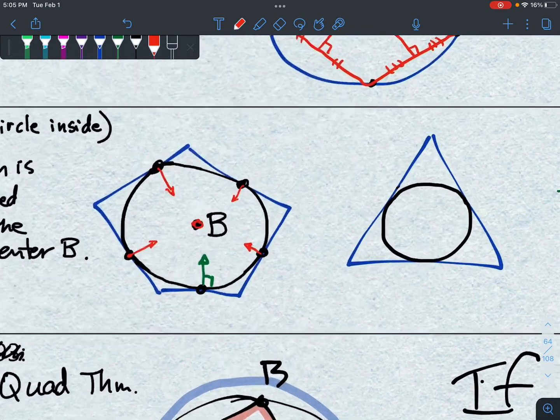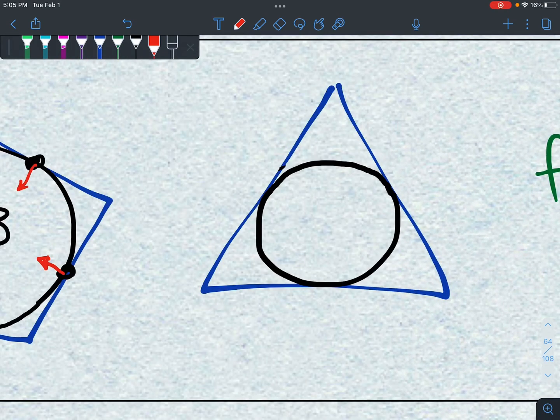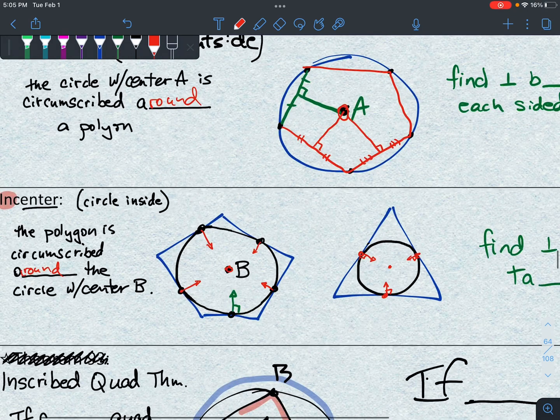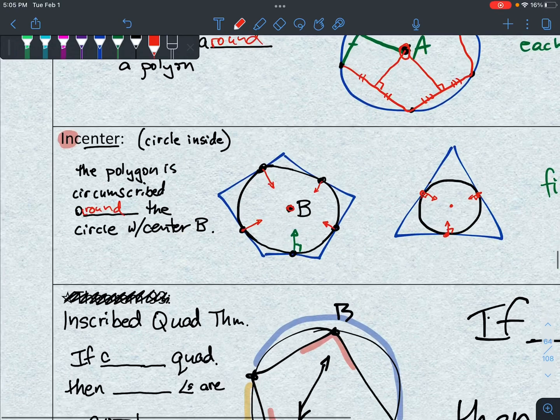I can also find an in-center using a triangle, for example. Draw a circle in the middle. Again, pick those spots where they're tangent and draw the perpendiculars to the tangents. And they will meet at the spot known as the in-center. All right.